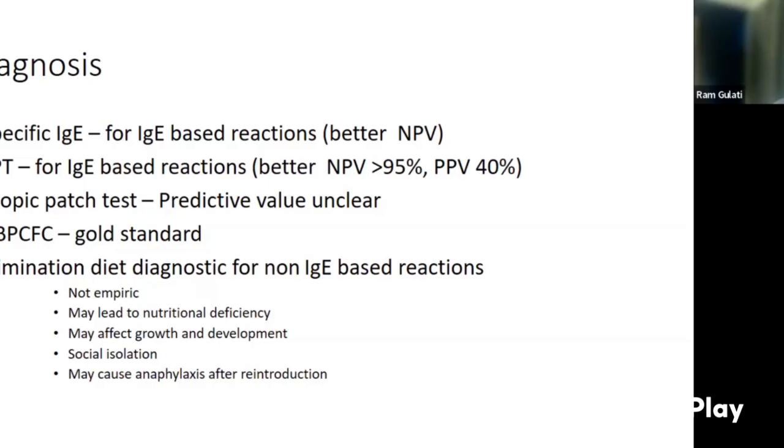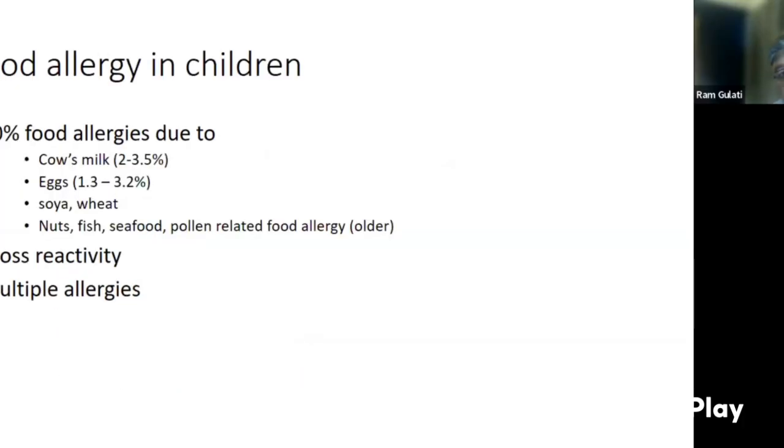If you are doing it empirically, the child may develop nutritional deficiency and may have affected growth and development. And in fact, in adolescents, if certain things are taken out of the diet empirically, they become kind of an outcast sometimes in society and schools and may suffer social isolation. And if you take it out empirically for a longer period of time and then suddenly reintroduce it, the child may lose tolerance and it may cause an anaphylactic reaction. So these have to be taken care of.